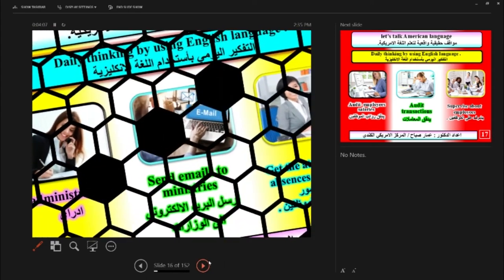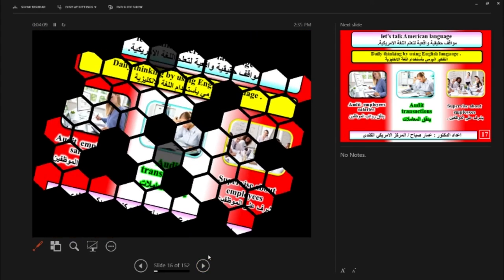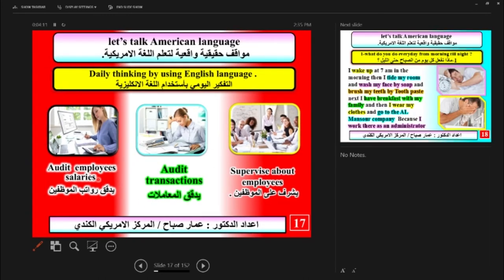Also, we have audit. Audit means udaqq. Udaqq, fa'al. Audit employees' salaries, rawatib muwazzafin.